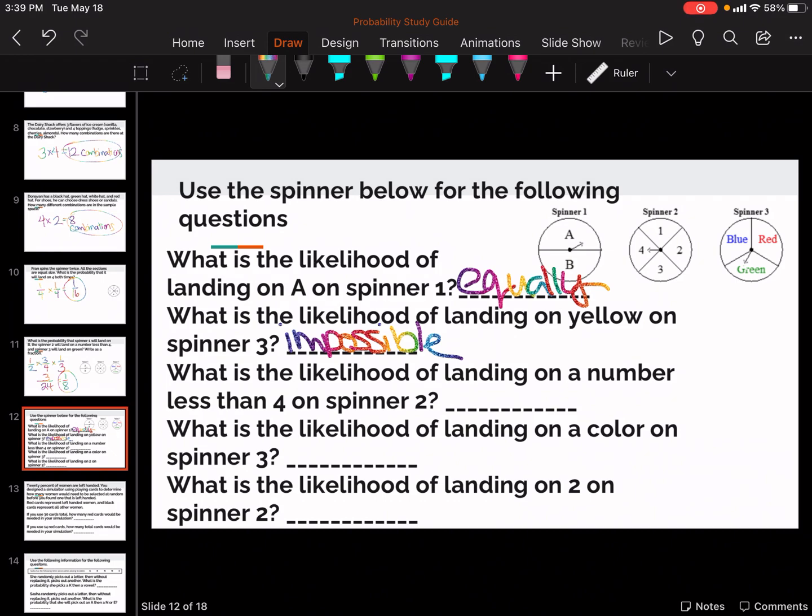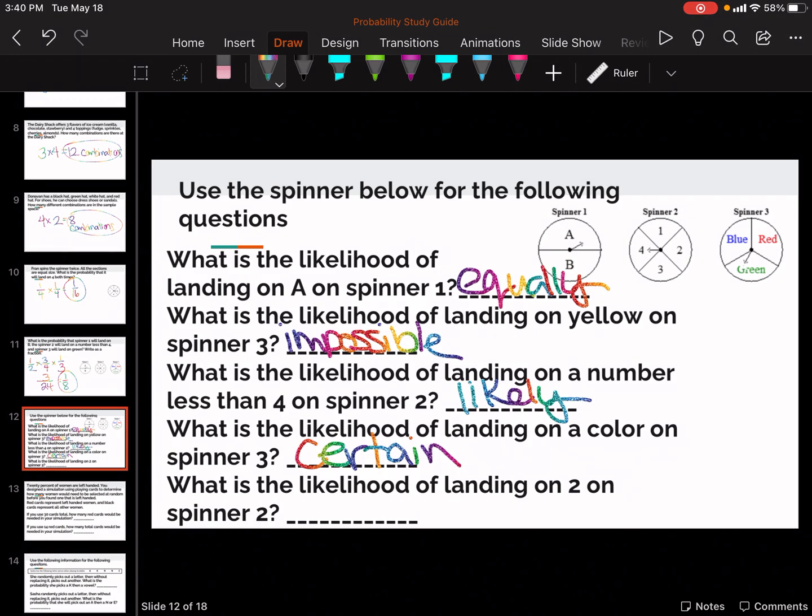What is the likelihood of landing on a number less than 4? Likely, because there's 3 out of the 4. What's the likelihood of landing on a color on spinner 3? Certain, because you for sure will land on one.